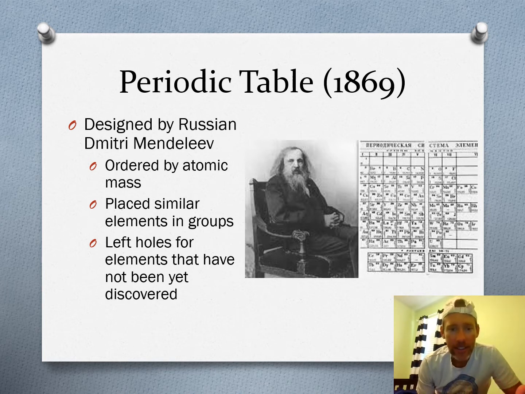The father of the periodic table is Dmitri Mendeleev, and he's Russian, obviously. He ordered the periodic table based on mass, and there were some holes in there, and he predicted what these holes would be, which in the future turned out to be true. That's why he's called the father of the periodic table. And he placed the elements with similar properties in the same groups.